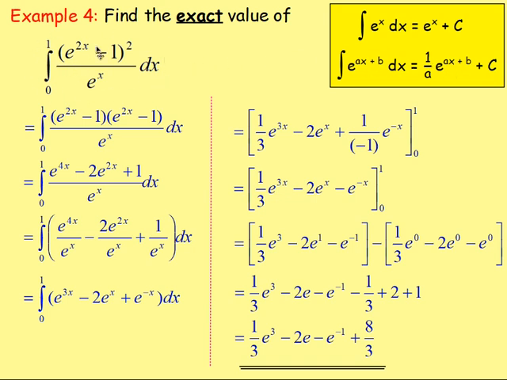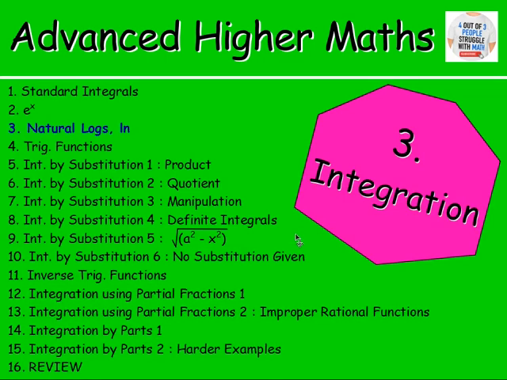With this one here, you had to multiply out the brackets first of all. Then, similar to that very first example, you had to divide by e to the power of x, rewrite it all, and then you were integrating. After you integrate, you were subbing in the 1 and the 0. Then, we moved on to look at natural logs, ln.